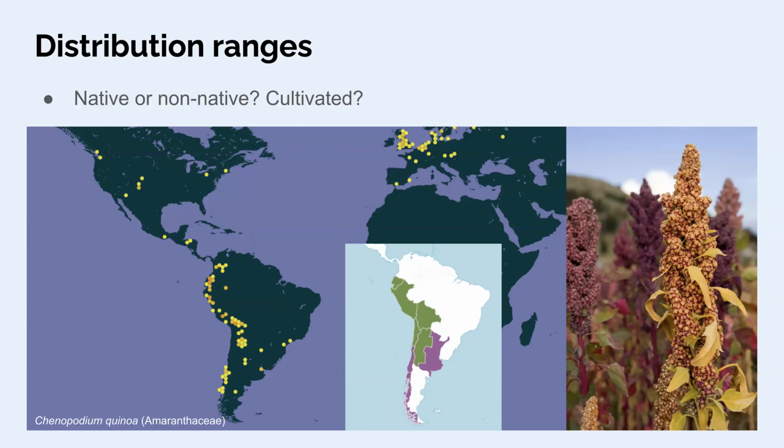So, they have a nice resource online that will tell you what's native and non-native, but this is based on specimen data as far as when those specimens were collected, and maybe a little inference about how they got to be where they were at the time of the collection.